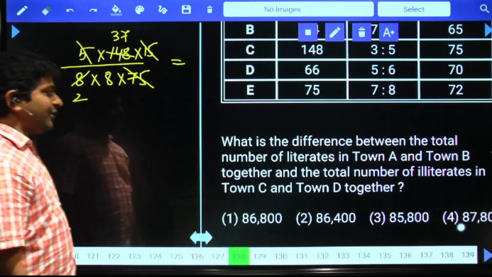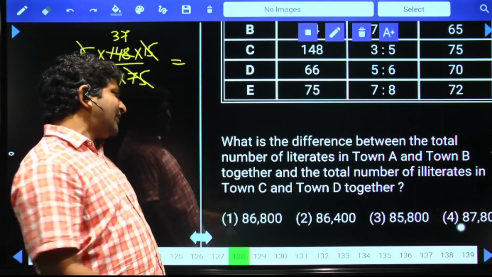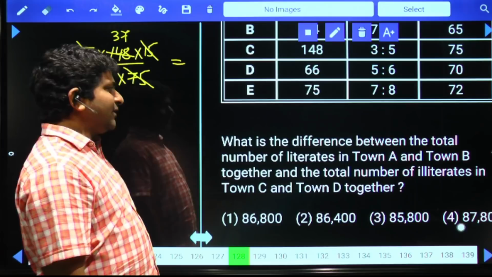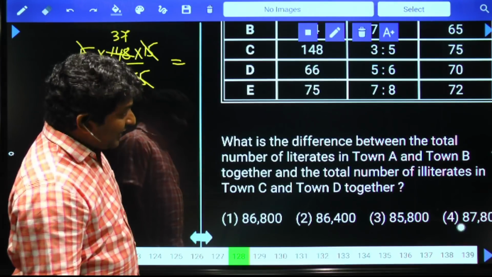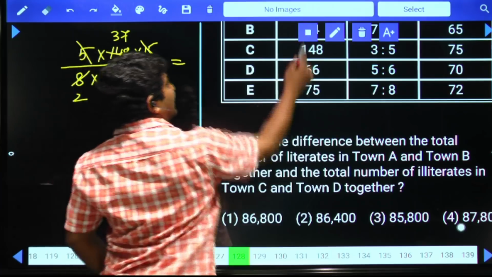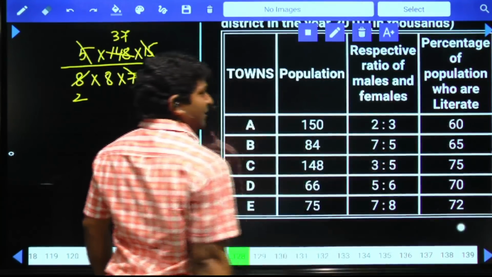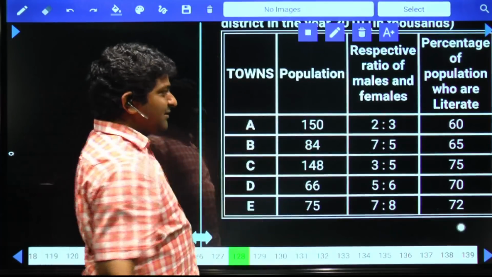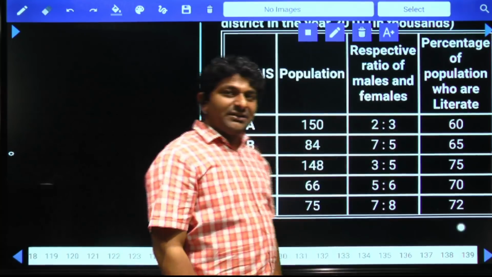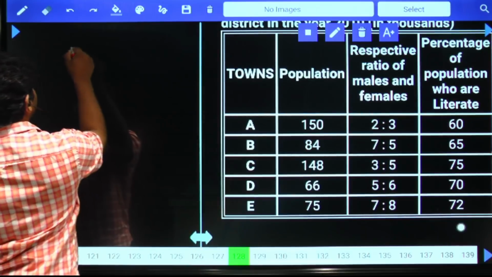What is the difference between total number of literates in town A and town B together and the total number of illiterates in town C and D together? Literates from AB together, illiterates from CD together. Literates from A and B together. In A, we have 60% of 150, they are literates, or 150% of 60. 150% of 60 is easy to calculate, that is 90.